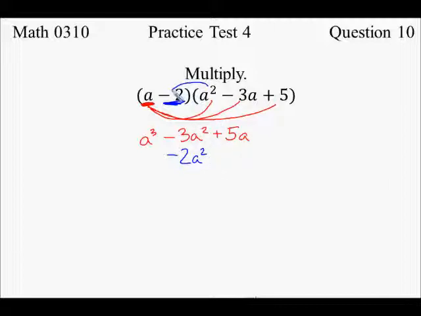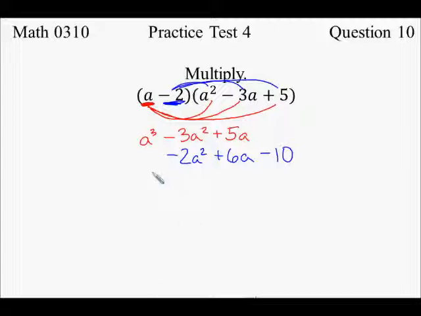Alright, let's move on. Distribute the negative 2 to the negative 3a. So negative times a negative is going to give us a positive, and 2 times 3 is going to give us 6. So we're going to have 6a there, and I'm going to write that under my 5a that I already have, because those are like terms that we can add together. And now negative 2 times a positive 5. 2 times 5 is 10, and a negative times a positive would make that a negative 10.